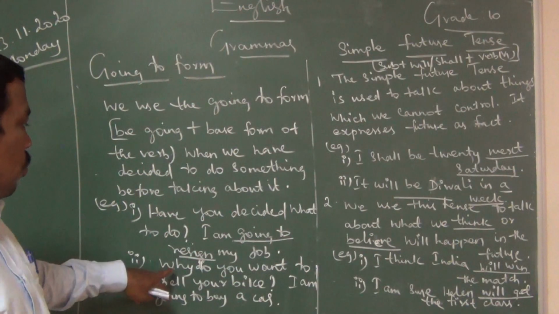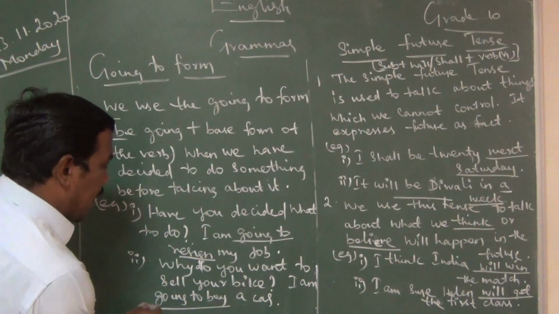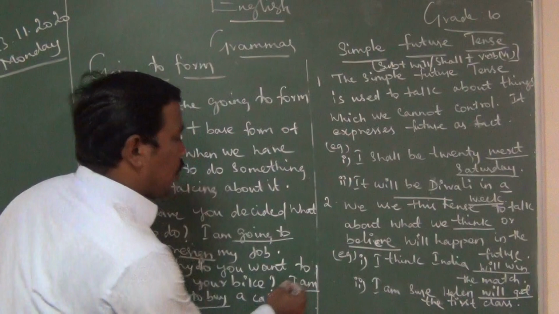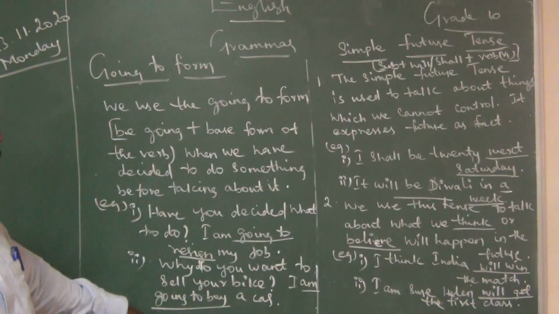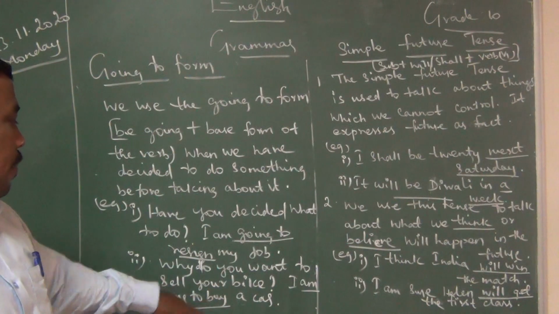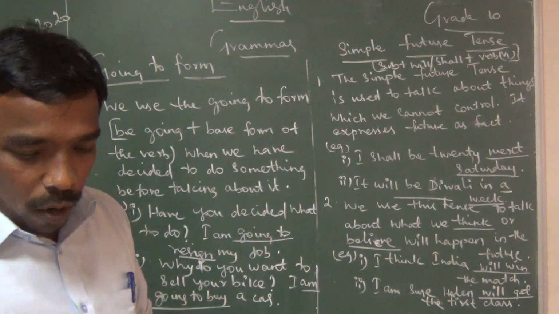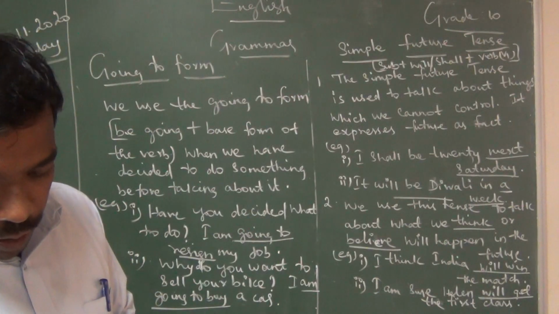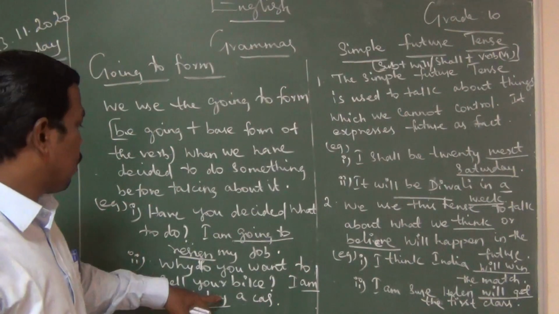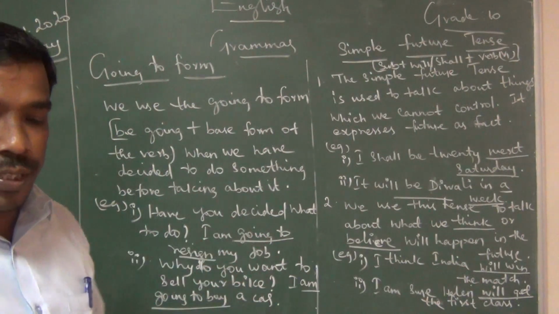So why do you want to sell your bike? I am going to buy a car. Am is the be form, going is already ruled, and buy is the base form. I am going to buy a car. Here, resign is the base form. Have you understood? This is the second rule.